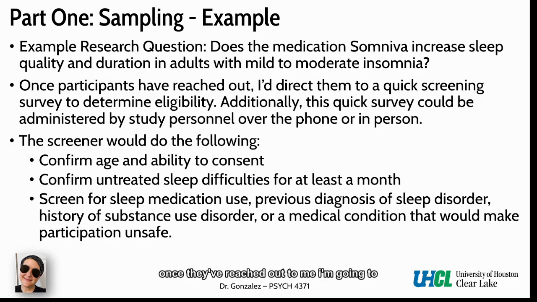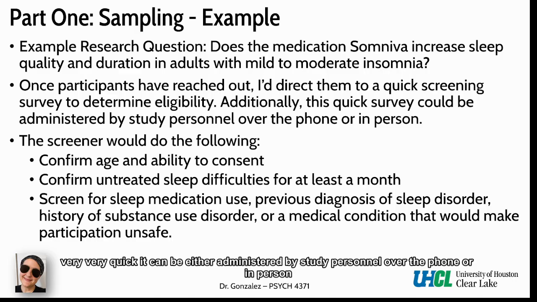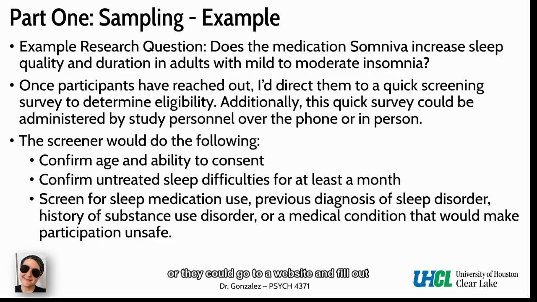Once they've reached out to me, I'm going to direct them to do a screening survey to determine eligibility. Your particular research question may not need this, or you may need even more detailed screening than what I have described here. So I'm going to use just a quick, 2 or 3 question survey, very, very quick. It can be either administered by study personnel over the phone or in person, or they could go to a website and fill out the screener, which screeners don't collect identifying information. They basically just say, hey, you're eligible, hey, you're not eligible.